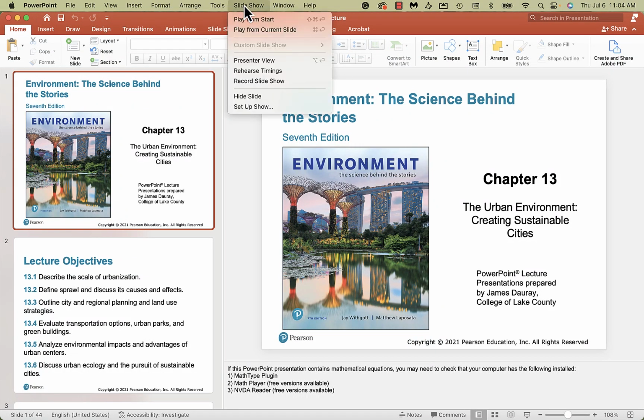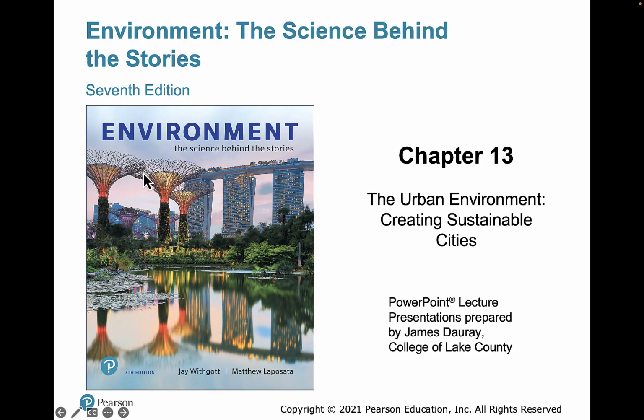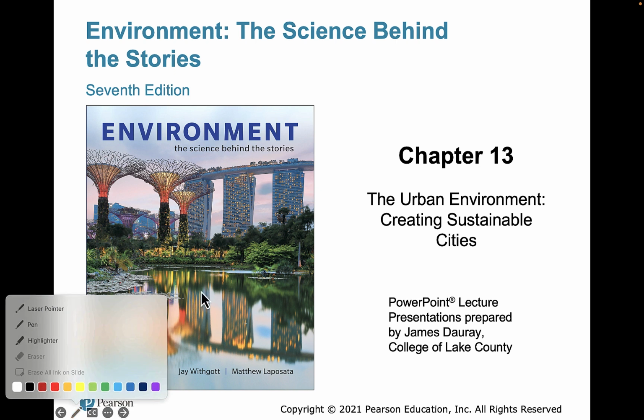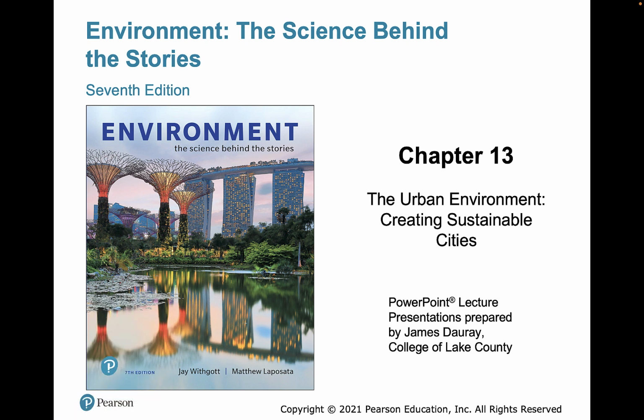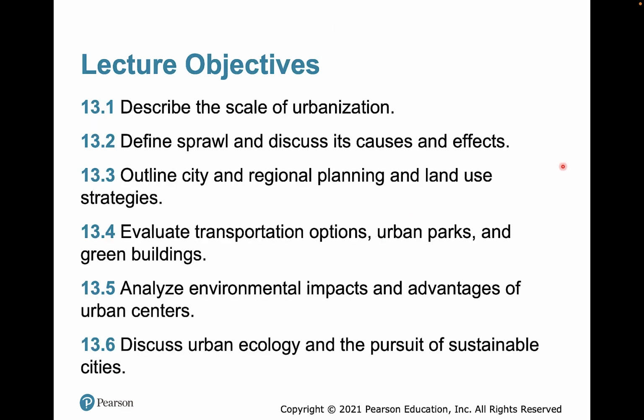So here we are, continuing Unit 3, which is human population and its effects. Last chapter was the human population, and the next 3 chapters are going to be the effects of the human population. The first of which is urbanization, the urban environment, and creating sustainable cities. So this is what we're going to talk about.